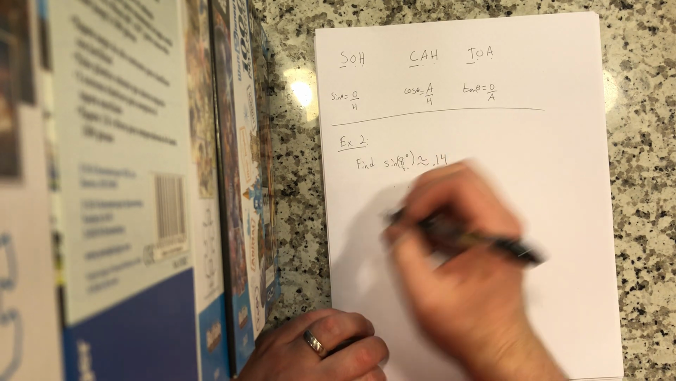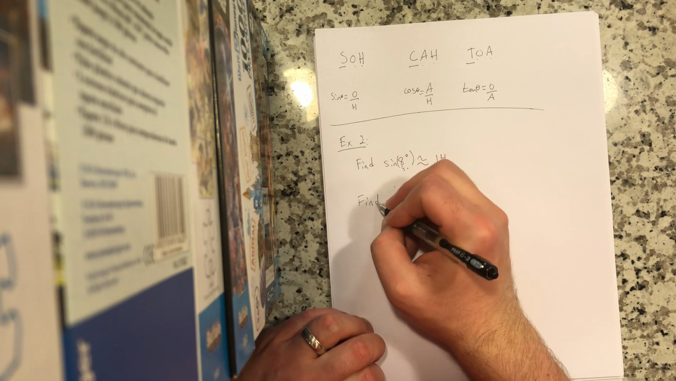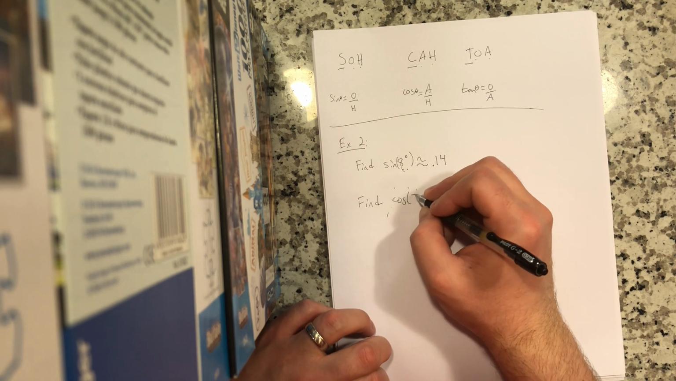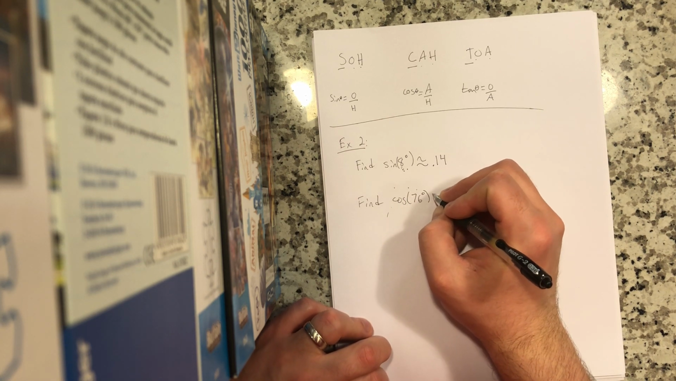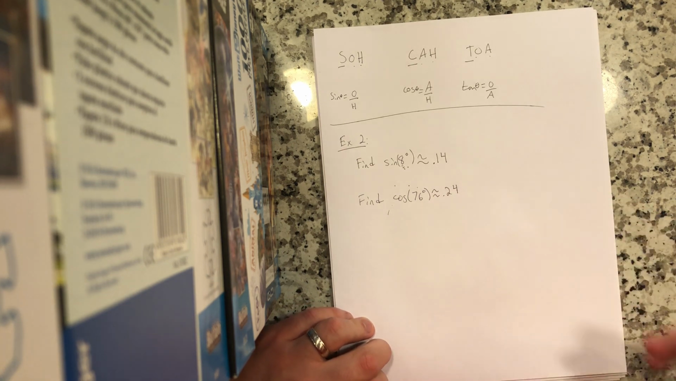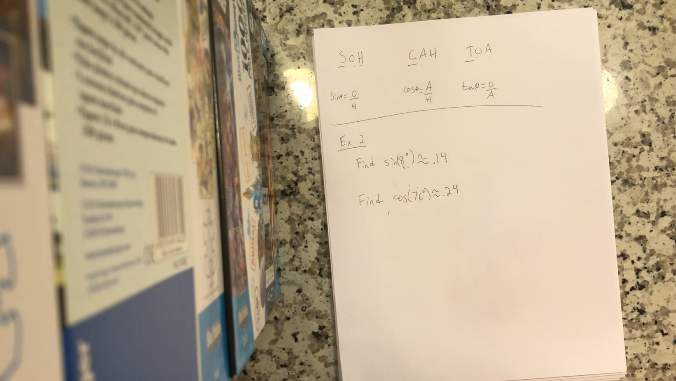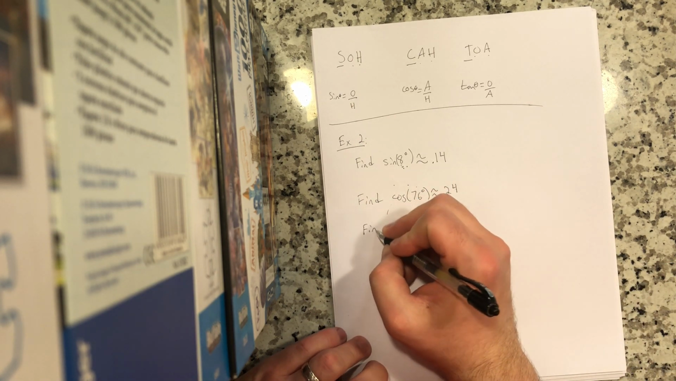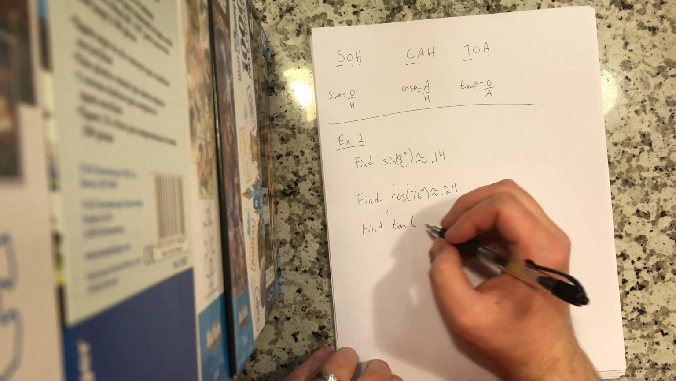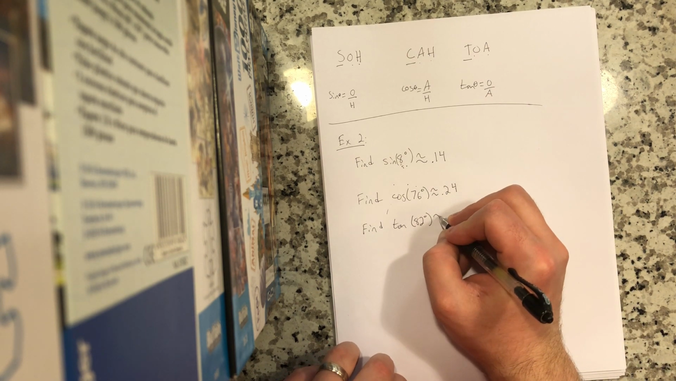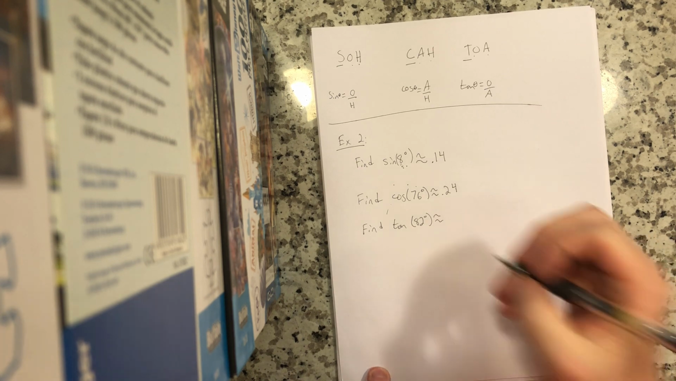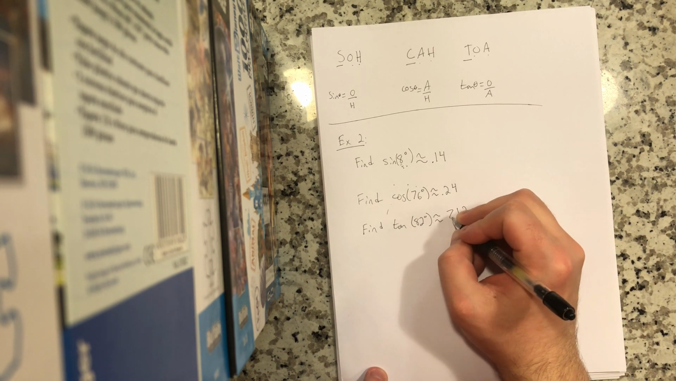We can get some other examples. Find the cosine of 76 degrees. If you do this, you should get approximately 0.24. And then the last one, find the tangent of 82 degrees, which should give you approximately 7.12.